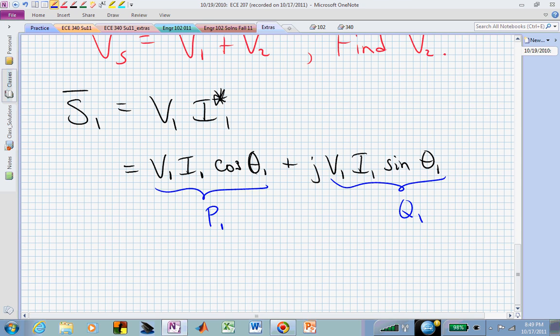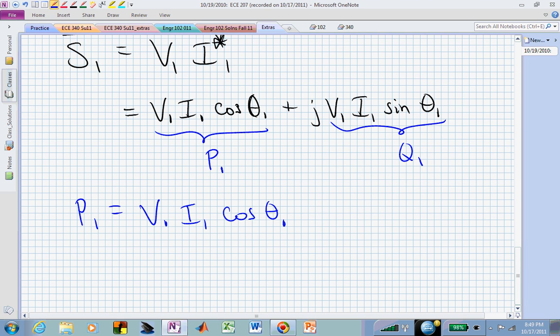We were given some of this information. We were told the average power of load 1, P1, that was 120 kilowatts. We were told what the magnitude of the voltage across that load was, V1. We don't necessarily know what I1 was, but we were told the power factor of the load, which is really cosine of theta 1. Here is power factor 1. We were given that, we were given this, and we were given that.